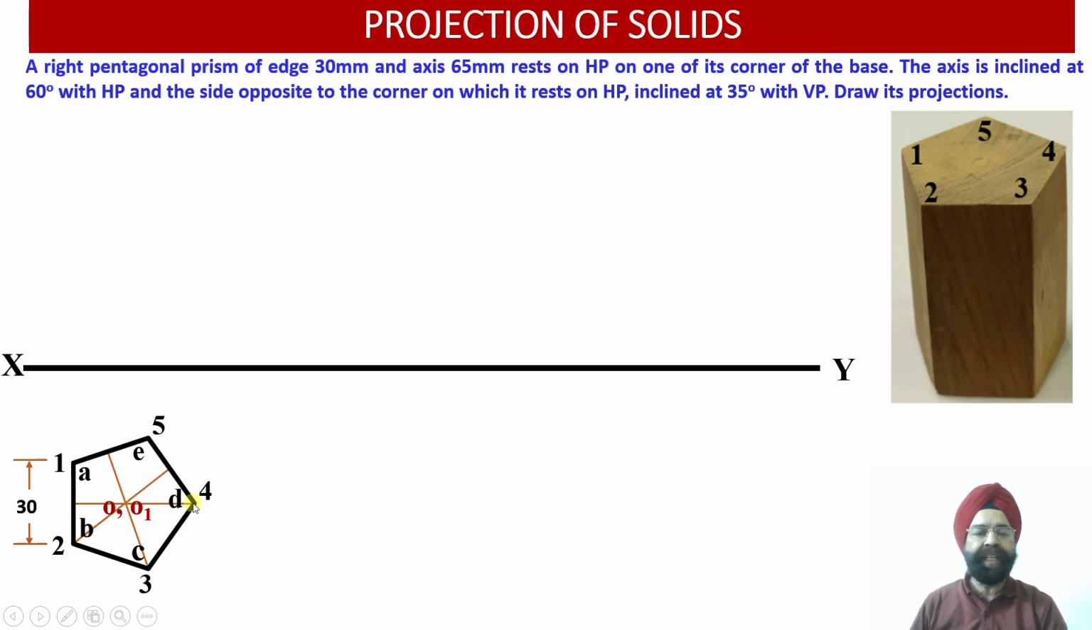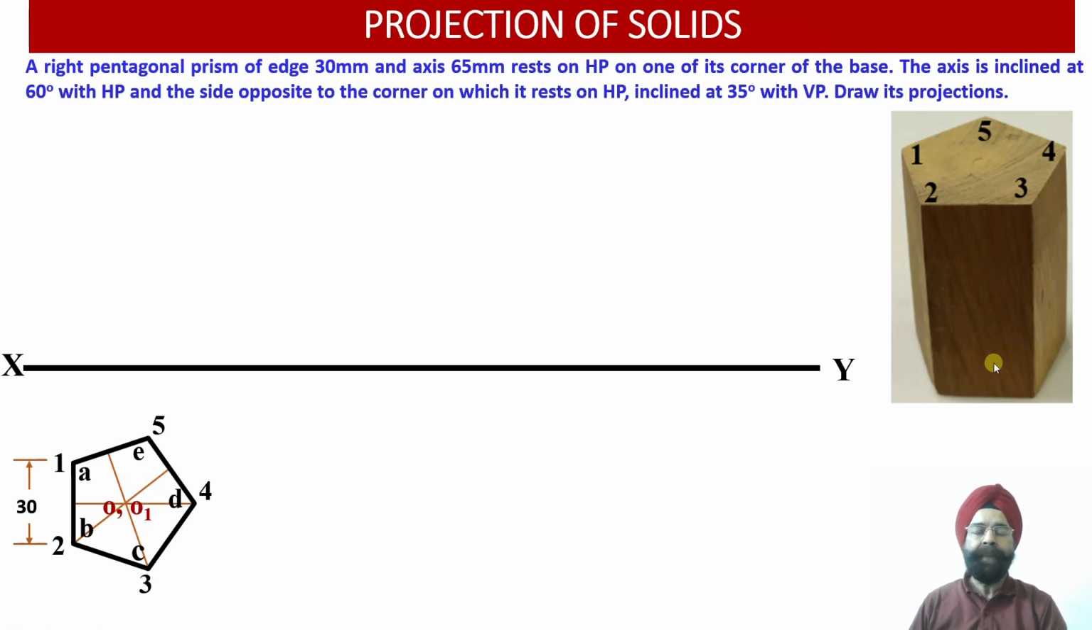From point D, we have drawn a perpendicular bisector of AB. From point B, we have drawn a perpendicular bisector of the edge DE. Similarly, from the point C we have drawn a perpendicular bisector of the edge AE. Wherever these 3 projectors join, we obtain the axis points O and O1. Point O will be lying at the top face and O1 will be lying at the base of this pentagonal prism.